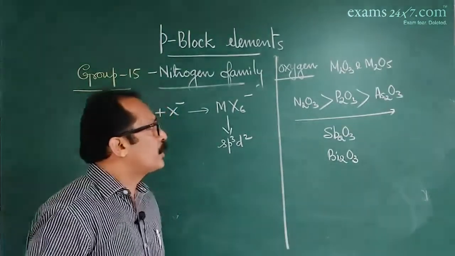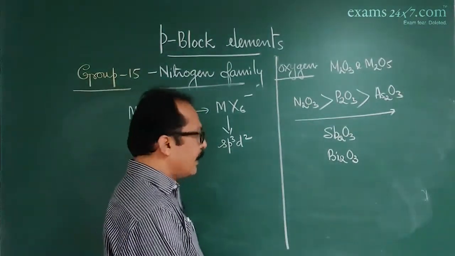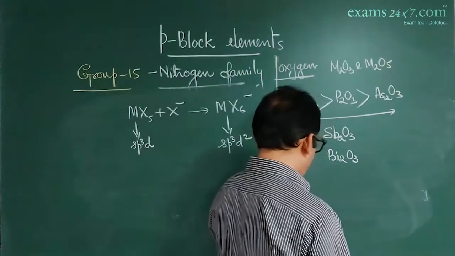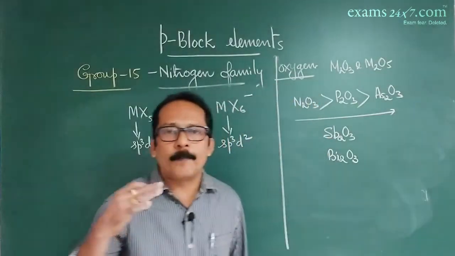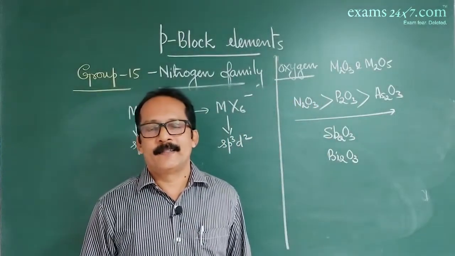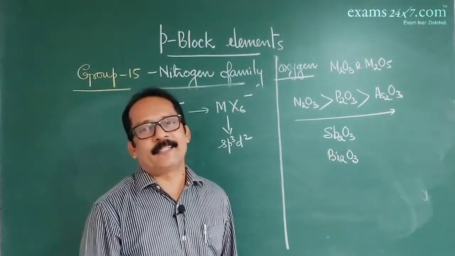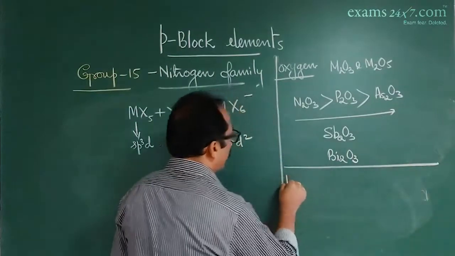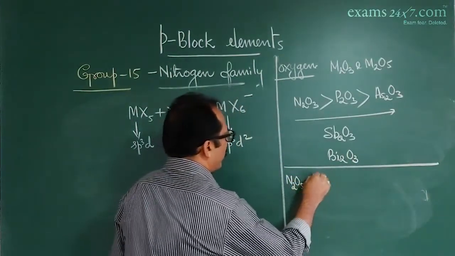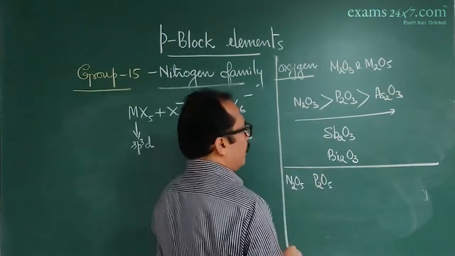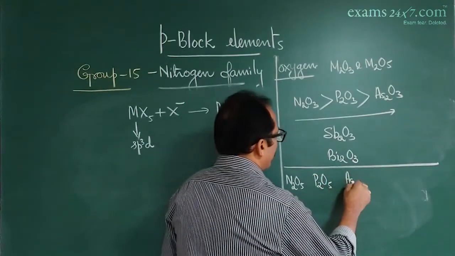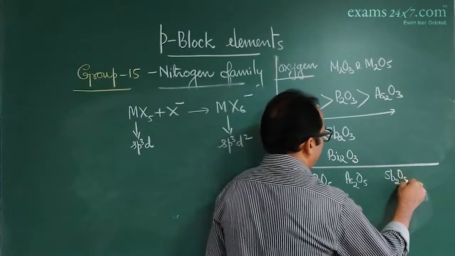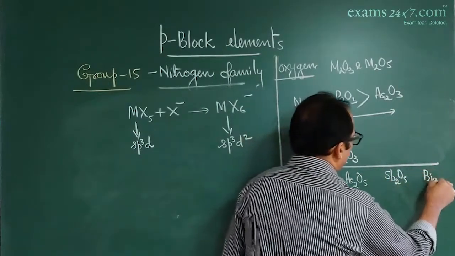Now this is about trioxide. Now it's about the pentoxide. So all pentoxides are soluble in water and they form acids. That means they are acidic in nature. Now, for example, if you consider N2O5, nitrogen pentoxide, phosphorus pentoxide, similarly pentoxide of arsenic, pentoxide of antimony, and pentoxide of bismuth.